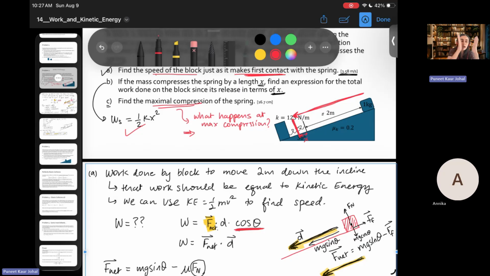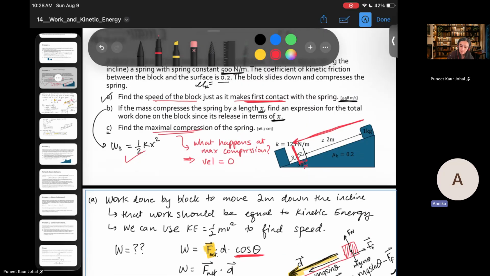So when it reaches maximal compression, it momentarily stops, and then the spring bounces back and releases it at a speed and goes away, right? So at maximum compression, velocity is actually zero because it momentarily stops. But maximal compression in the formula is what the x squared is, right?